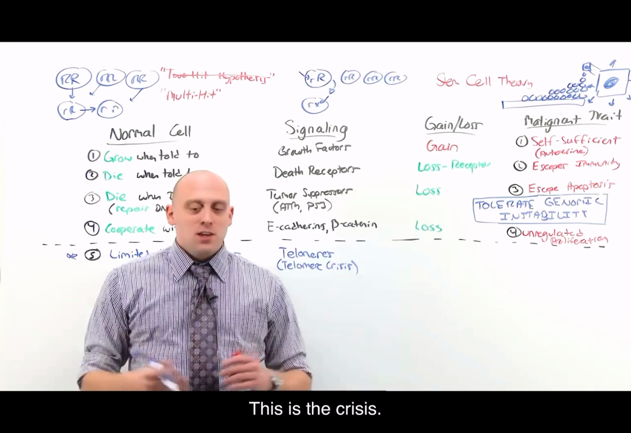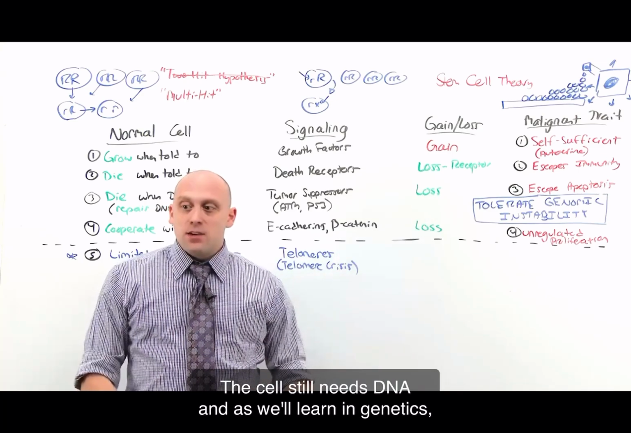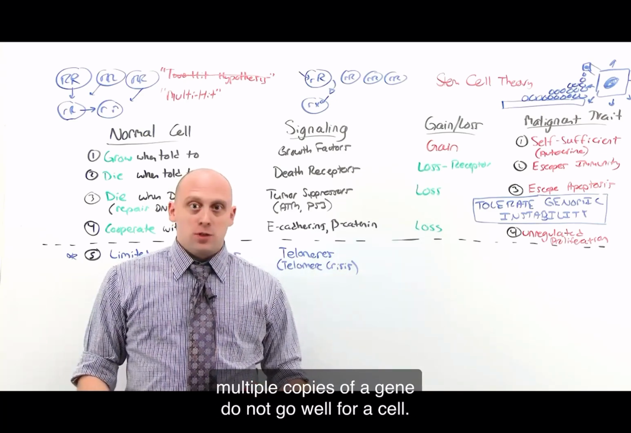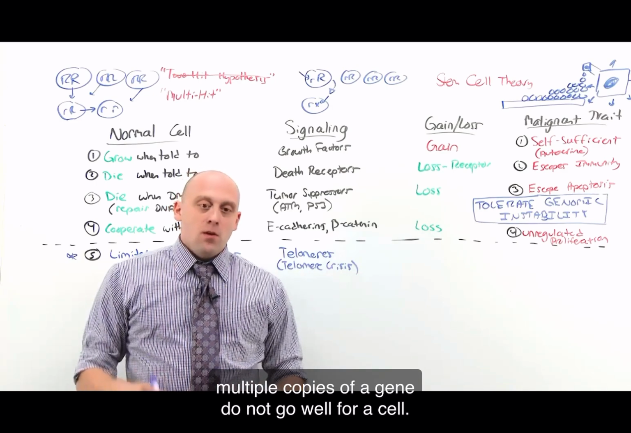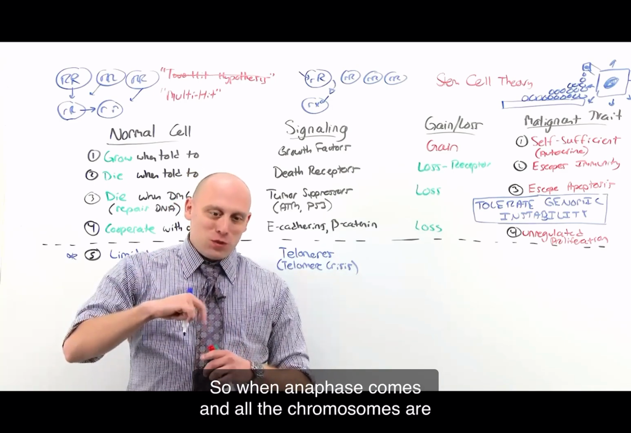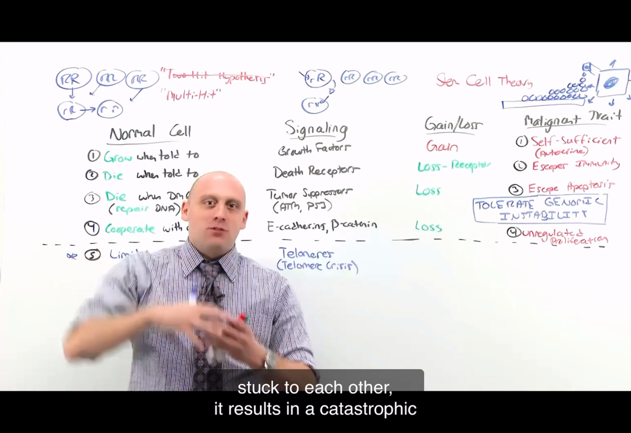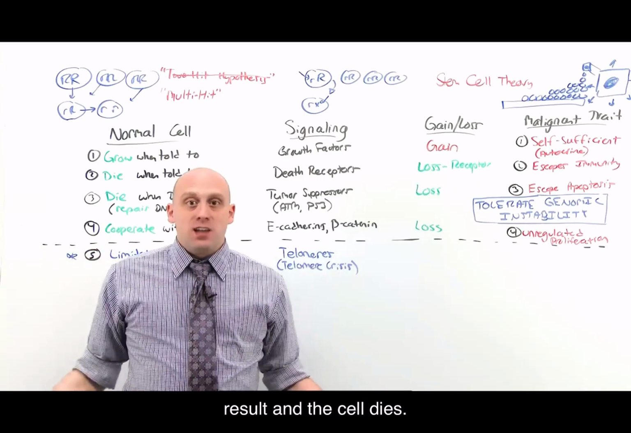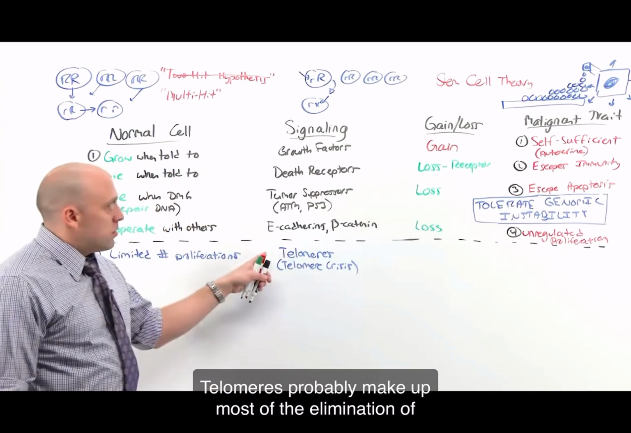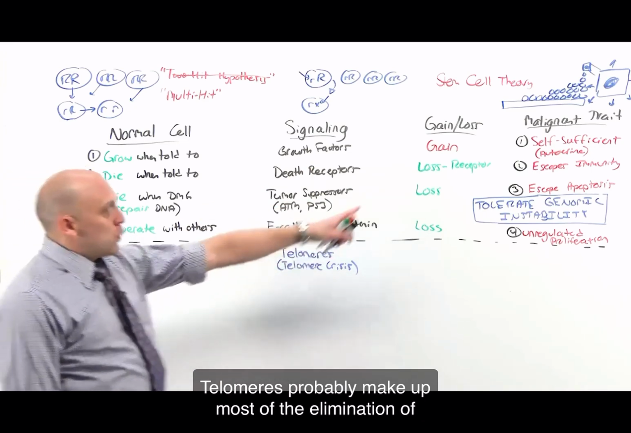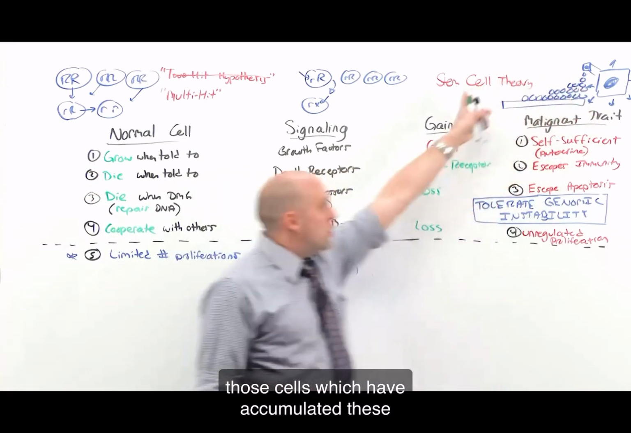This is the crisis. Cells still need DNA, and as we'll learn in genetics, multiple copies of a gene do not go well for a cell. So when anaphase comes and all the chromosomes are stuck to each other, it results in a catastrophic result, and the cell dies. Telomeres probably make up most of the elimination of those cells which have accumulated these mutations thus far.